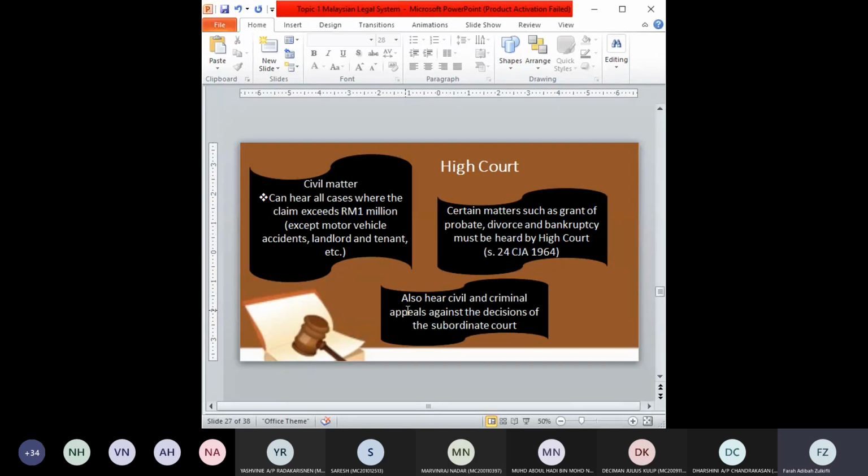Say the case is heard for the first time in the Magistrate Court. If you want to appeal because you don't agree with the decision of the court, which court do you have to go to? Sessions Court.